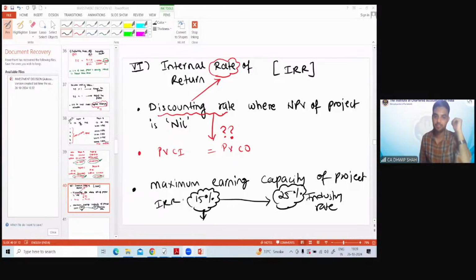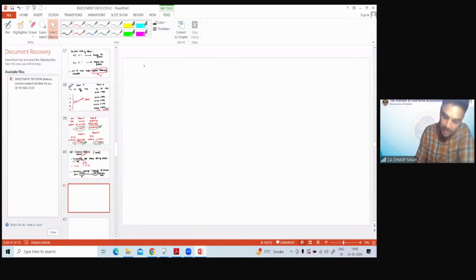So IRR, you need to interpret IRR as the maximum earning capacity that project holds. Maximum project can generate how much? That is IRR. And that you need to compare it with your discounting rate, with your expected rate, with your industry rate. Okay? Are you getting this? Or if nothing is provided in the question, then compare it with KO. Okay? So the decision making criteria for IRR, जैसे हमने NPV, we saw for NPV, we saw for PI. Likewise, we will see for IRR.